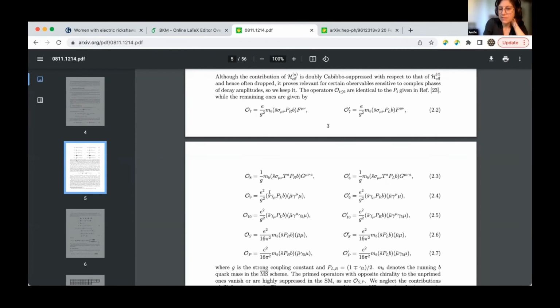Then we have operators 9 and 10, which are also the most important because they're exactly what's required for this process, B to S mu mu. This one is vector, this one is axial vector, O10. And here again, we flip the PL to PR for the primed operators. And here we have scalars and pseudo scalars. Okay, so this is the full set of operators that can contribute to this B to K star mu mu process. I just wanted to show you this so you can keep it in mind for when we look at it again tomorrow.